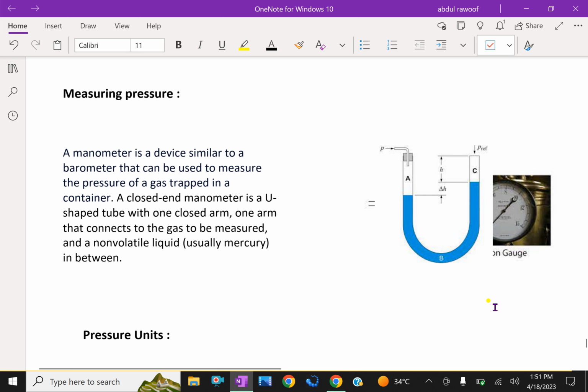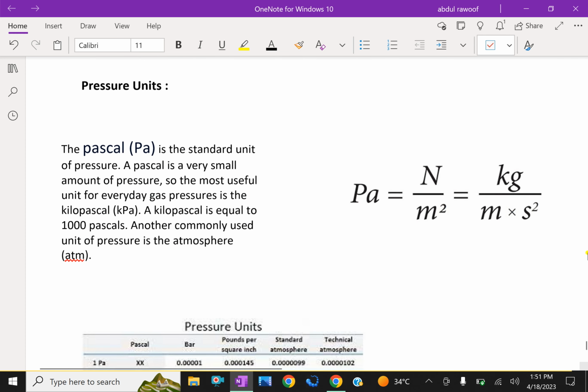In scientific definitions, pressure is the force divided by area. To find pressure, you need to know the force and the area over which that force is exerted. Here, the unit of pressure is commonly the Pascal, which is equal to Newton per meter squared. That is force by area, kg per meter second squared. A Pascal is a standard unit of pressure.